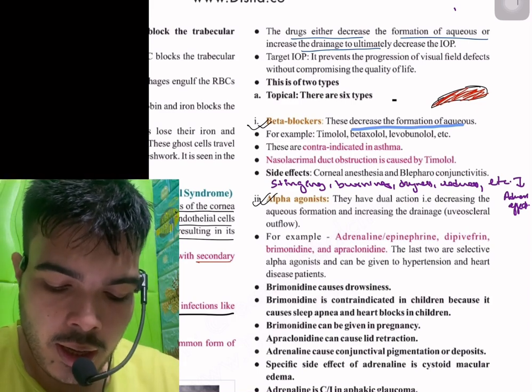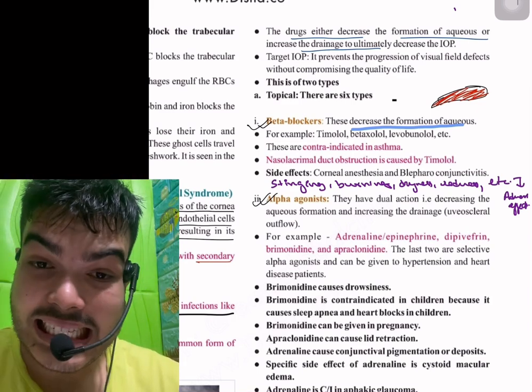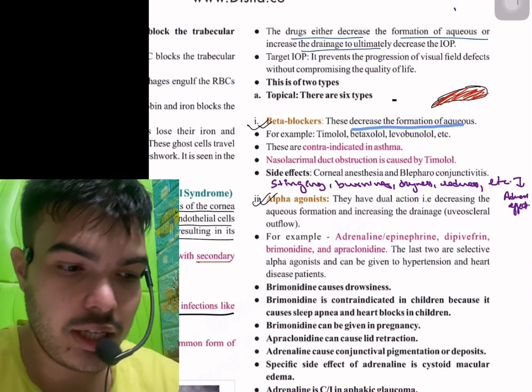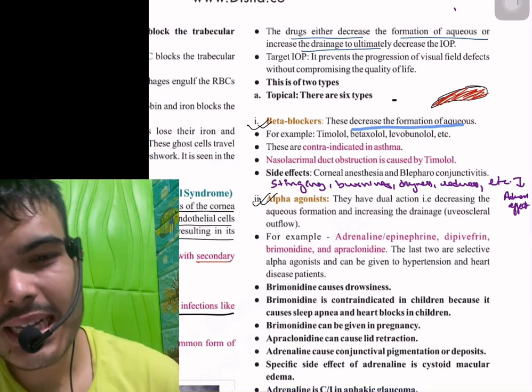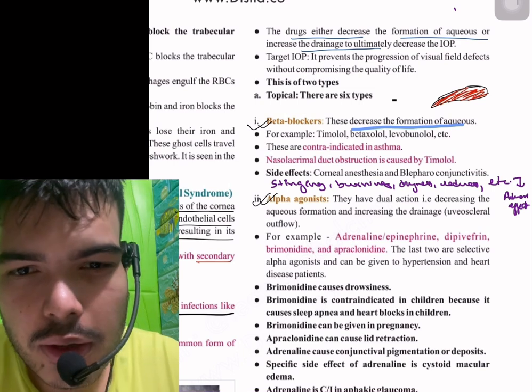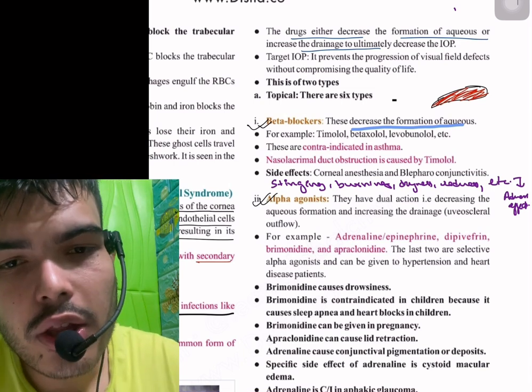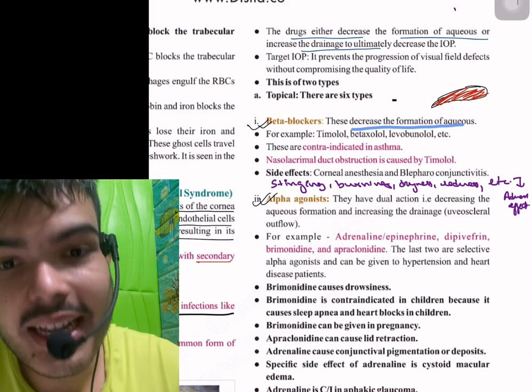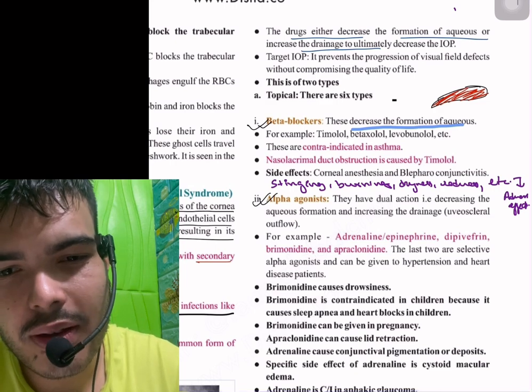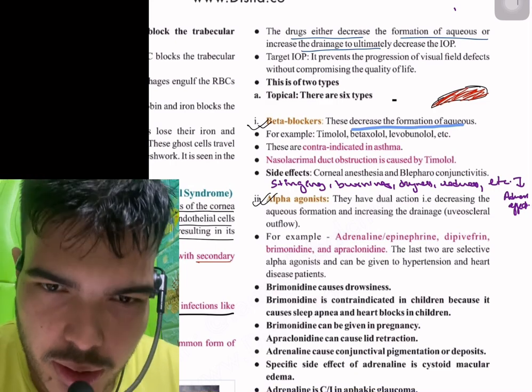Corneal anesthesia is one of the features. Hypoesthesia or corneal anesthesia means the cornea is anesthetized, that is, the corneal reflex mechanism will actually be less in the case of beta blockers.